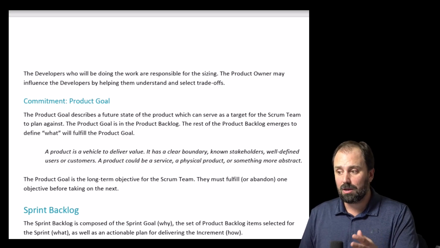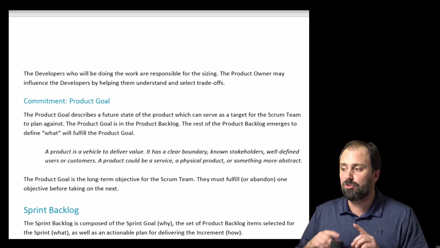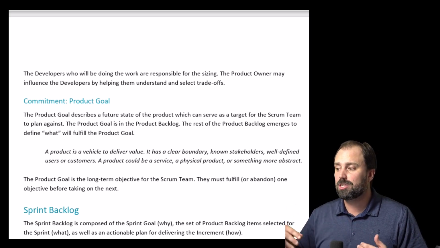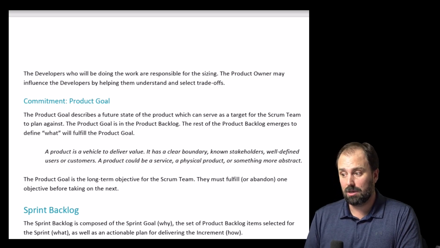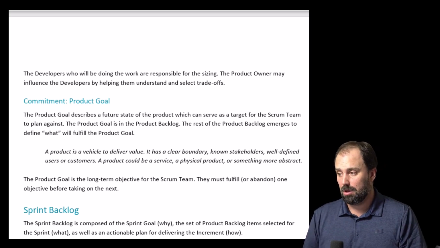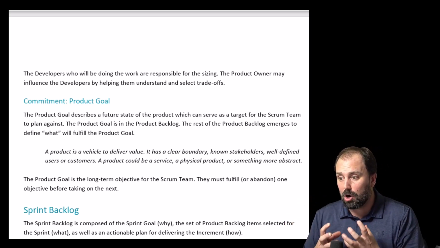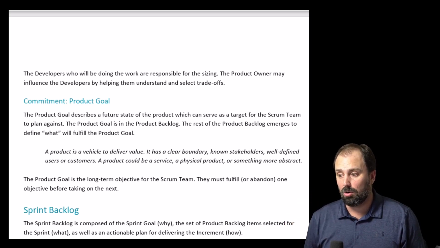The commitment of the product goal. The product goal describes the future state of the product, which can serve as a target for the Scrum team to plan against. The product goal is in the product backlog. The rest of the product backlog emerges to define what will fulfill the product goal.